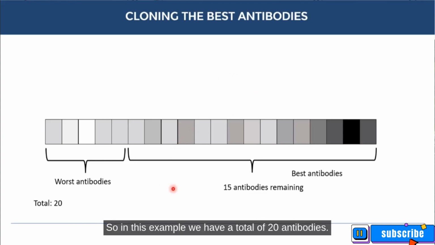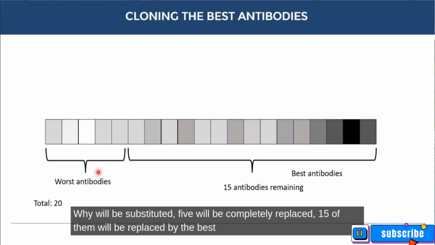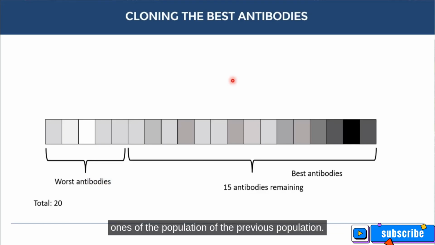So in this example, we have a total of 20 antibodies. 5 will be substituted, 5 will be completely replaced, 15 of them will be replaced by the best ones of the previous population.